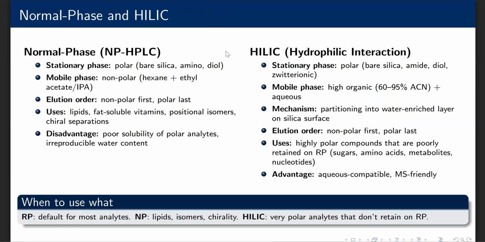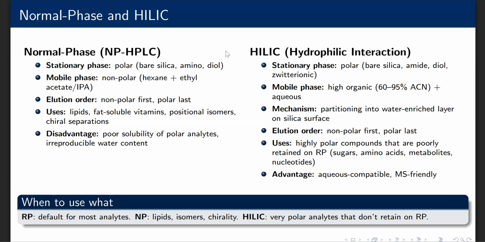Normal phase and HILIC. So beyond reversed phase, there are 2 other important partition-based modes. Normal phase uses a polar stationary phase and a non-polar mobile phase. It excels at separating lipids, fat-soluble vitamins, and positional isomers. However, it has practical limitations. Non-polar solvents do not dissolve polar analytes well, and trace moisture changes retention significantly, making reproducibility difficult.